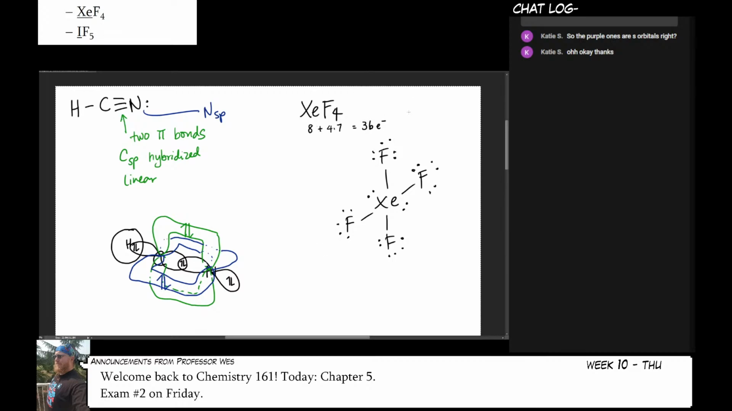So this would be 6 electron domains. 1, 2, 3, 4, 5, 6. So this must be sp3d2, as an octahedral VSEPR geometry. And its molecular shape would be square planar.